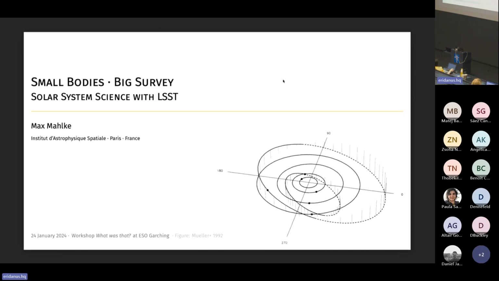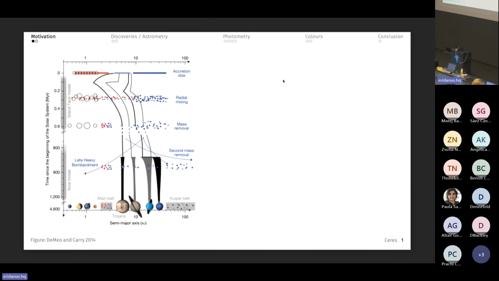And for those of you who typically work with objects on length scales of parsecs rather than kilometers, I'm going to introduce again why we care so much about the small bodies of the solar system. And we can use this nice illustration to understand this.